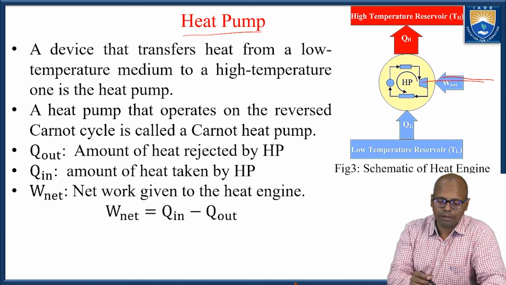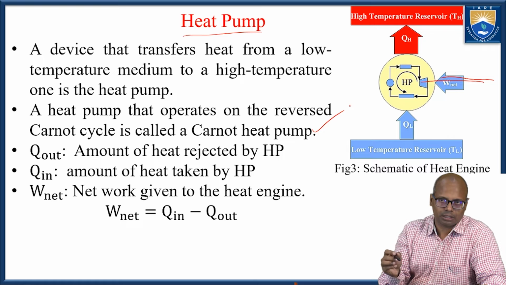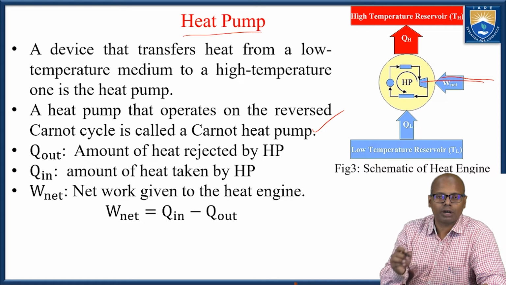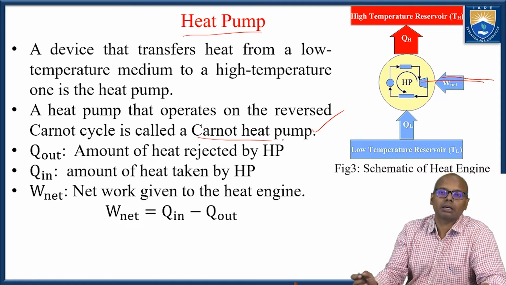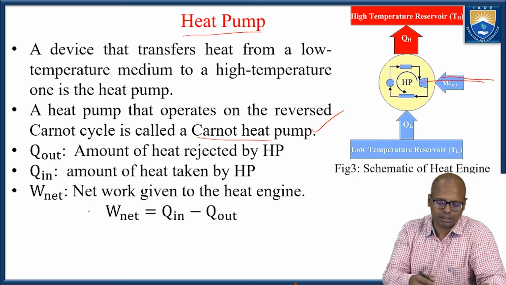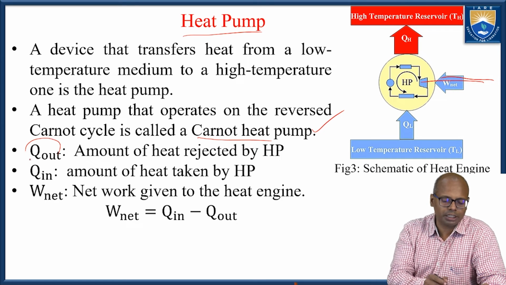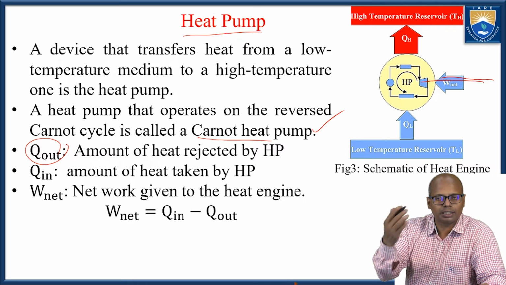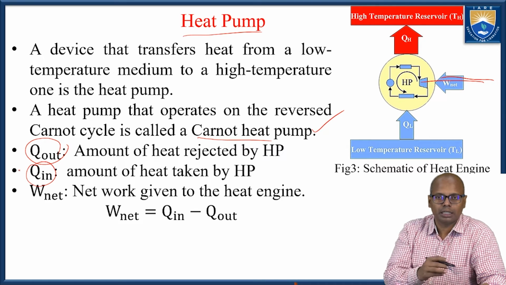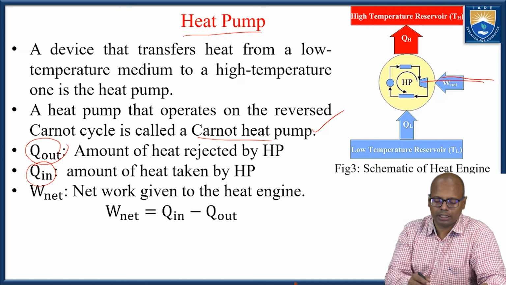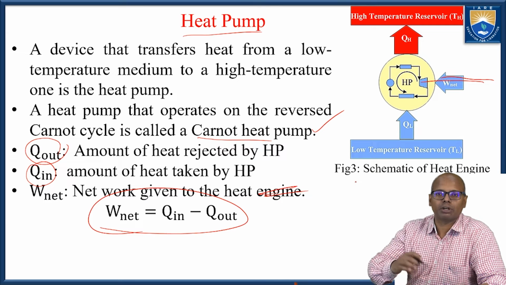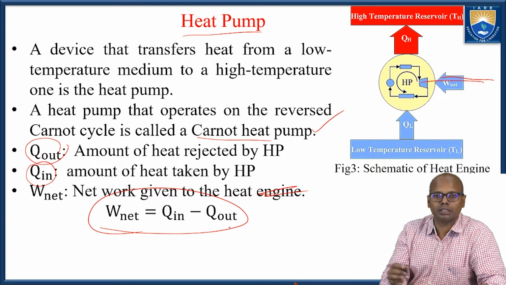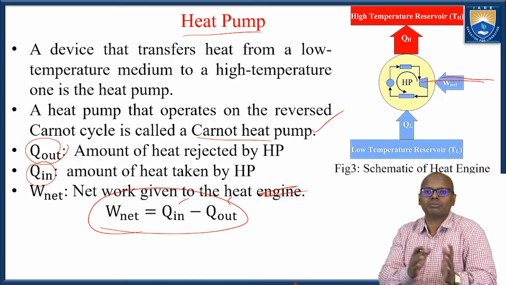We will see that. Here, if this heat pump is working based on the reversed Carnot cycle, then it is called a Carnot heat pump, and the remaining things are similar. See, Q out is the amount of heat rejected by the heat pump, and Q in is the amount of heat taken by the heat pump, and the net work supplied to the heat pump is equal to Q in minus Q out. Which is greater, Q in or Q out? So the maximum minus the minimum.